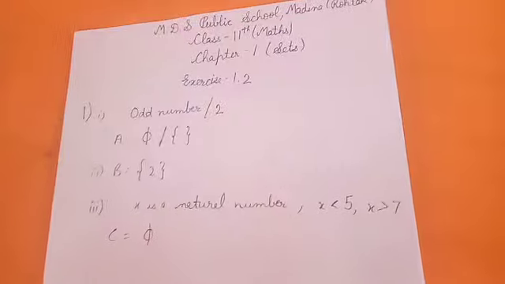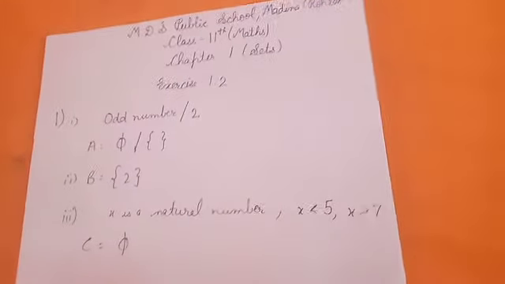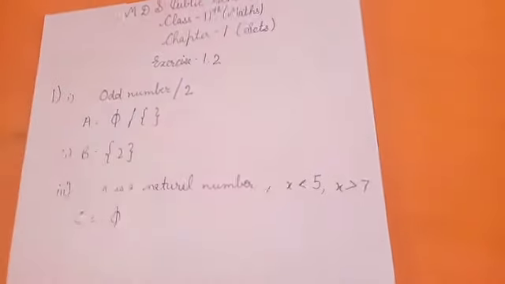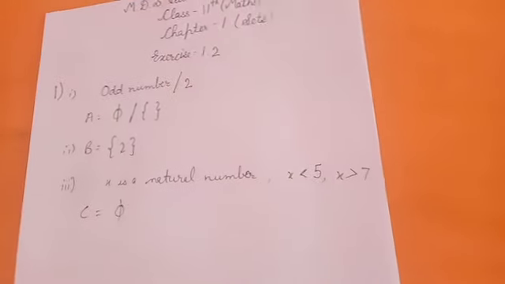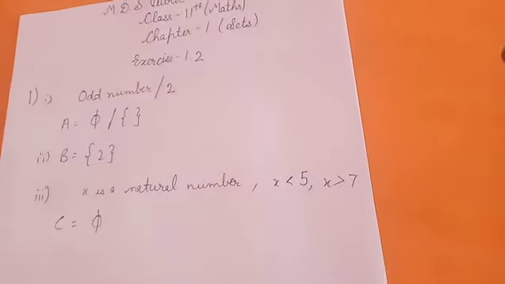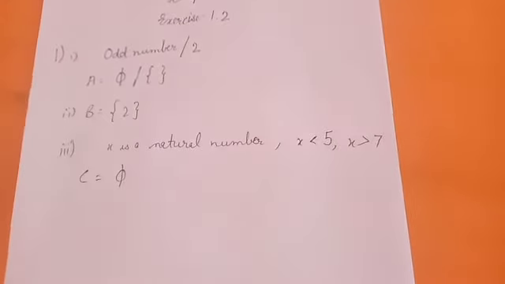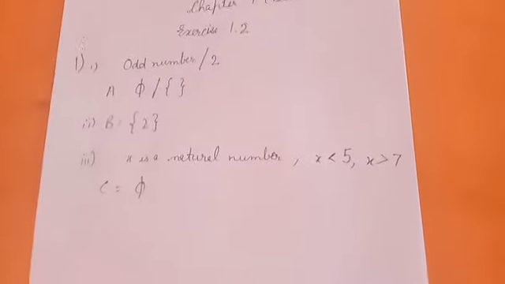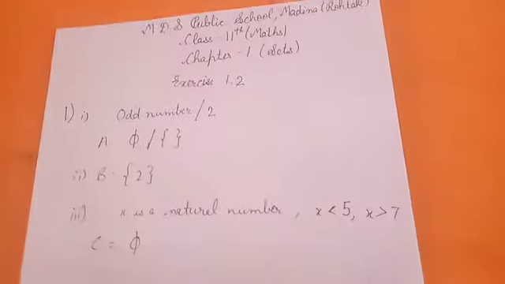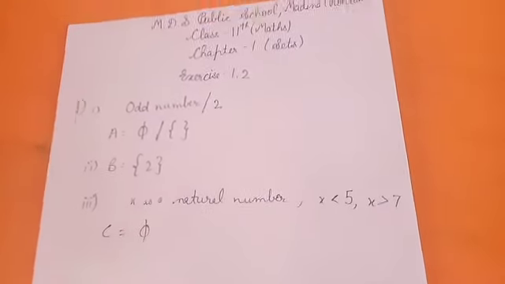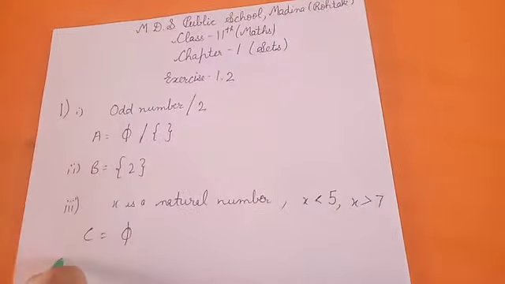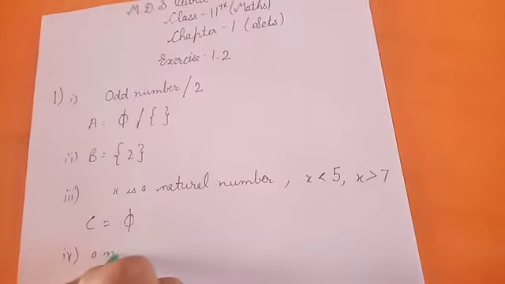Similarly, in fourth, y is a point common to any two parallel lines. Now, if two parallel lines are there, that means there is no common point between them. Okay, therefore this is a null set. So our fourth is also a null set. Okay.